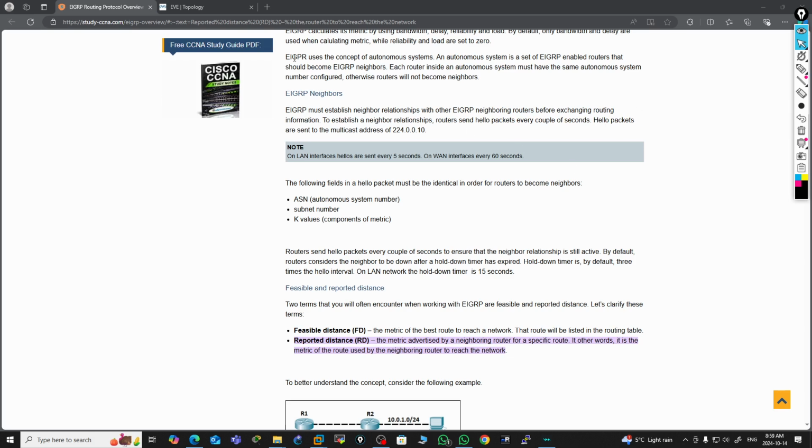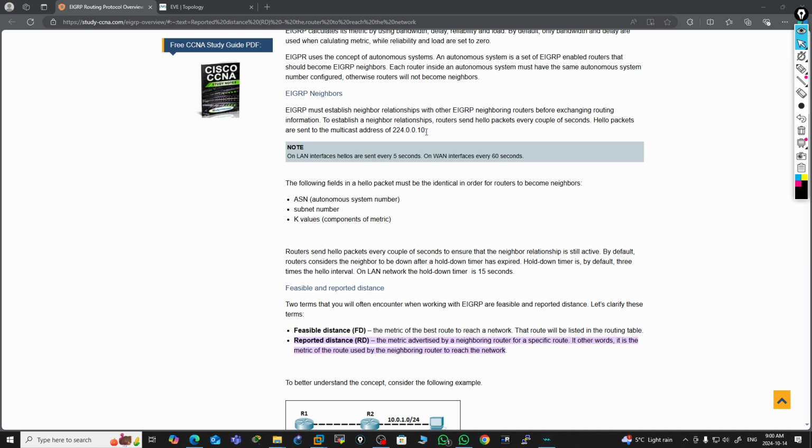EIGRP uses autonomous system numbers. So if a router wants to participate in EIGRP, it has to have the same autonomous system number. That way those routers are going to form neighborships and they're going to be able to exchange the updates.